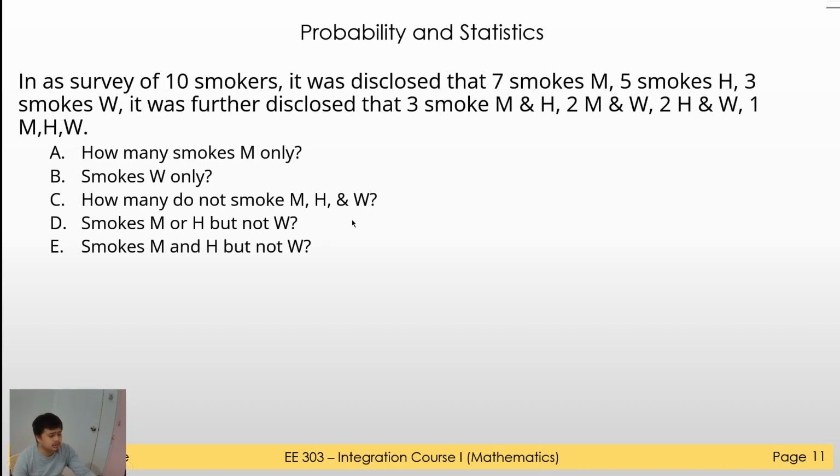Smokes M or H but not W, smokes M and H but not W. Okay, so how do we do this? We have a Venn diagram to help us understand this problem. Let's first enumerate the given.